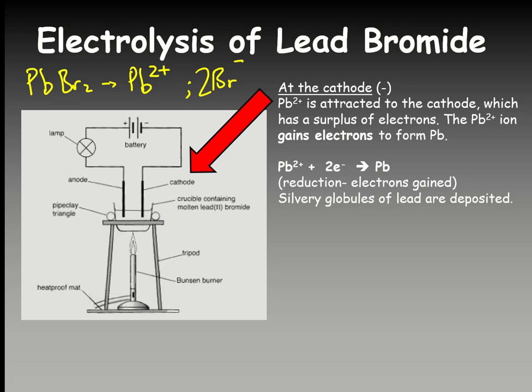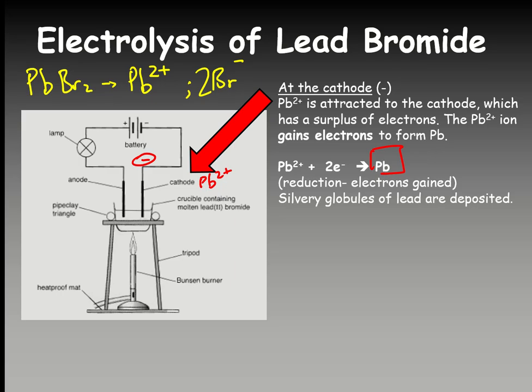So the lead 2+ ions are going to be attracted to the cathode. The cathode is of course the negative electrode, which we've already spoken about. This is the negative electrode here. So the Pb2+ ions are going to be attracted to there. They're going to be turned into the constituent element I said earlier. That constituent element, as you can see in the red box, is lead.